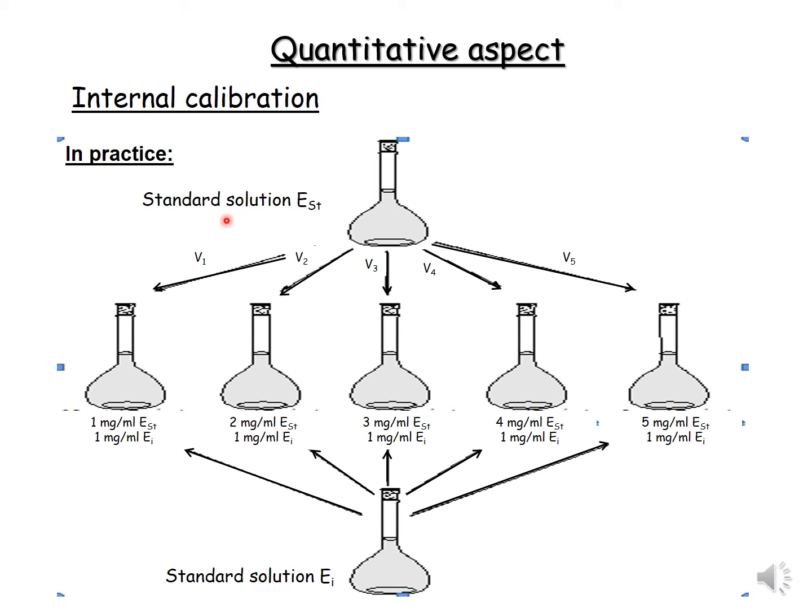So, in practice, here you have the standard solution and the internal standard solution. You see that we have 5 different solutions for our curve. Here you have different concentrations of the standard. So this is 1, 2, 3, 4, 5 milligram per milliliter. And here you have always the same concentration for the internal standard, which is 1 milligram per milliliter.